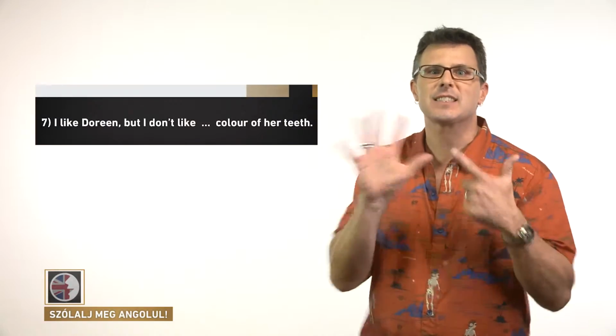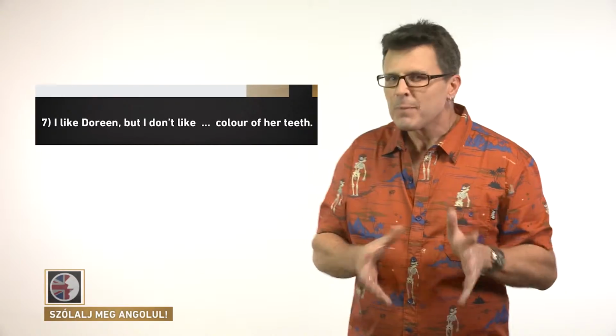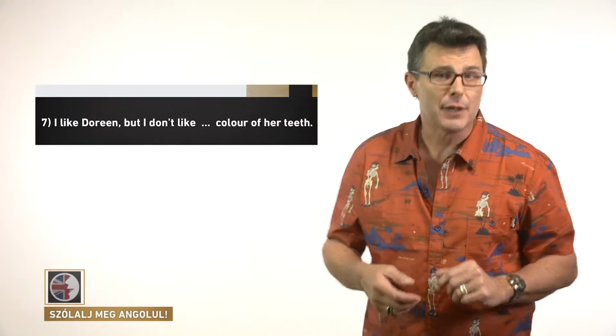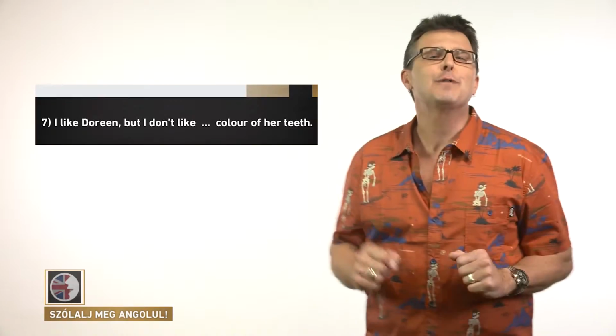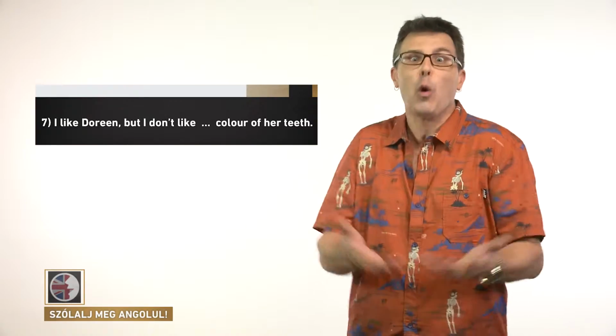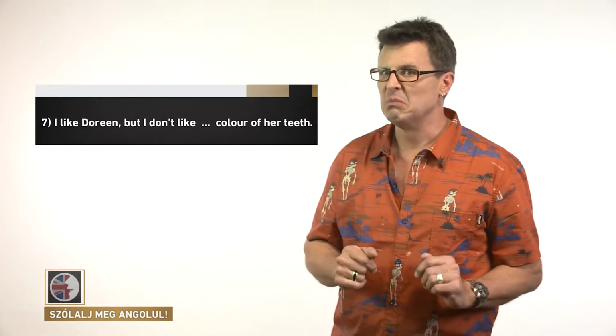All right. And now, let's have a look at number 7. Okay, number 7. Where is it? There it is. I like Doreen, but I don't like the colour of her teeth. Doreen, one of the Benchfield girls. Yes, come on. You all remember Doreen, don't you? Her with the yellow teeth.